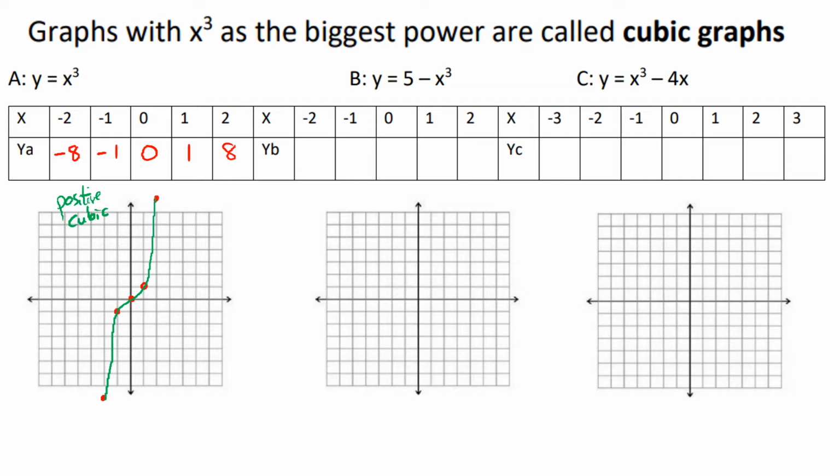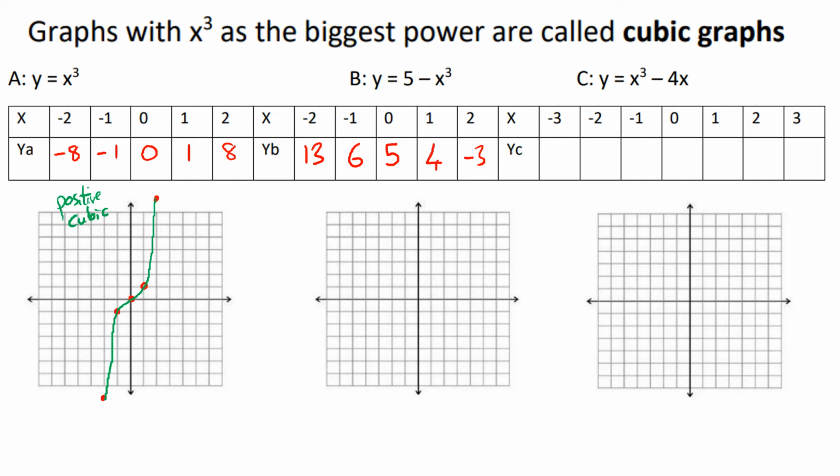Okay, what about B? 5 minus x cubed. So let's do 0 first. 5 minus 0 is 5. 5 minus 1 is 4. 5 minus 2 cubed, so 5 minus 8 is -3. And then what else have we got? This will go to 6 because it'll be 5 minus -1, and that'll go to 13.